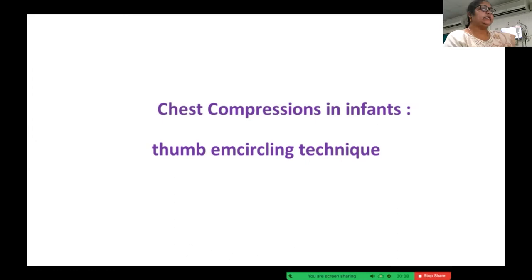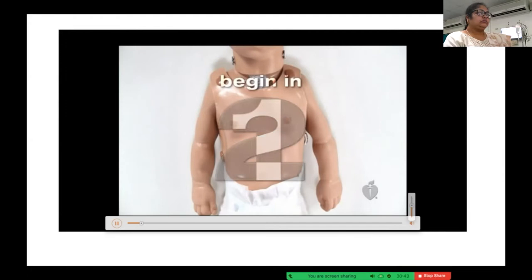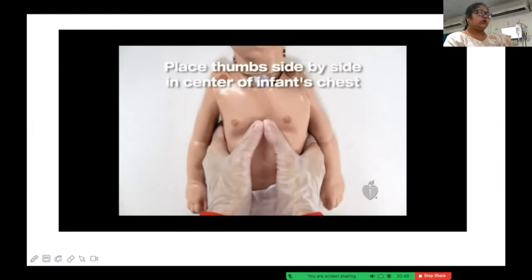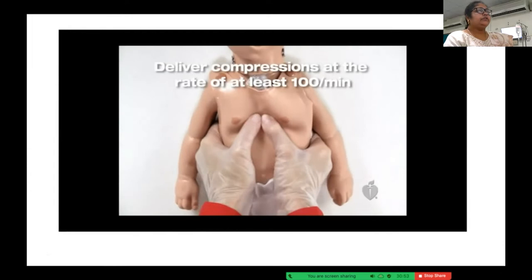Presently we can encircle the hands around the chest wall and, with our thumbs, press the sternum and give compressions. Presently we can use that one. So we'll see the thumb encircling technique now. You have to encircle the hands around the child's chest and put the two thumbs on the sternal area.